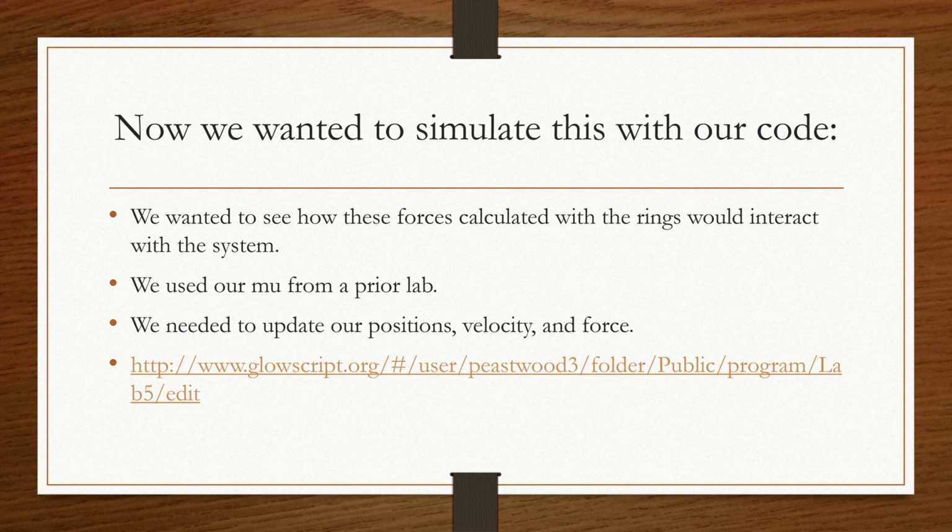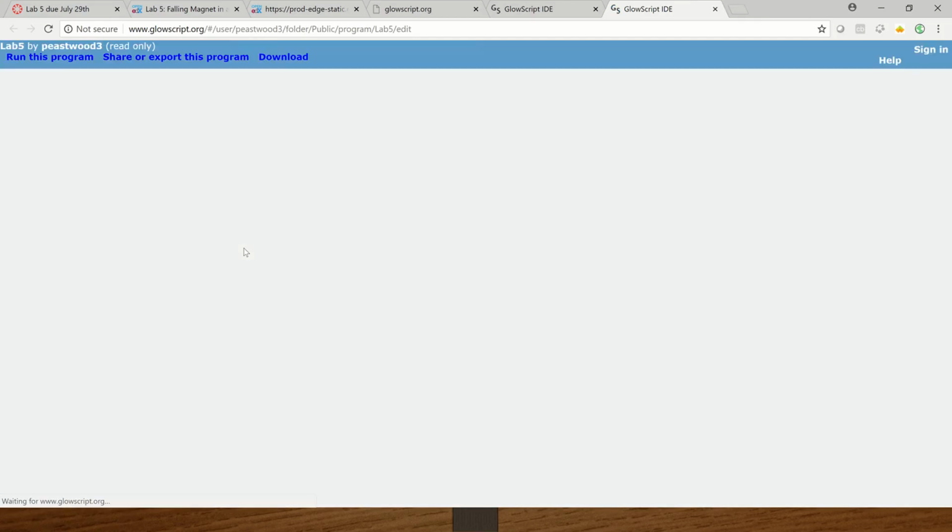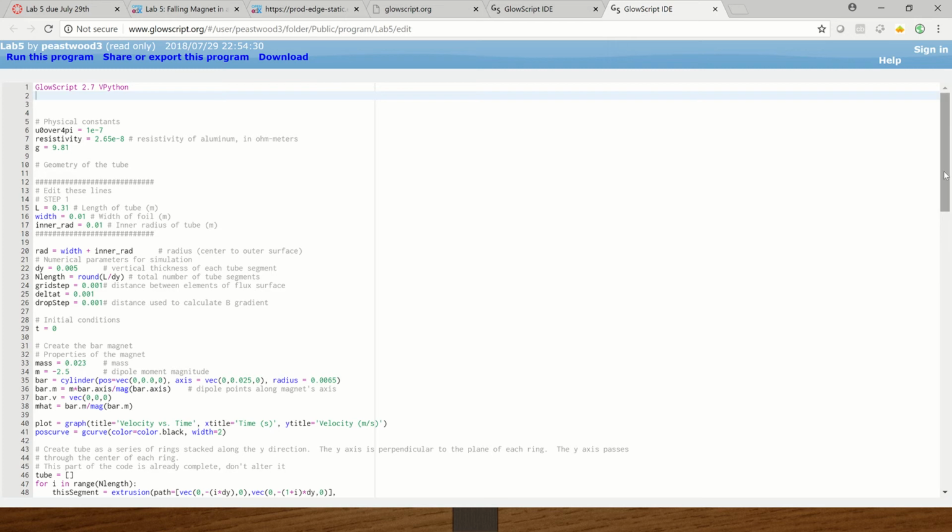So now we wanted to simulate this with our code. So we wanted to see how these forces calculated with the rings would interact with the system. And we used our mu from a prior lab. And we really needed to update our positions, velocity, and force. So I'm going to go into my code and walk everyone through this.